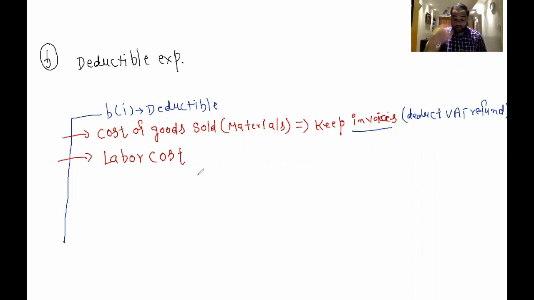But remember one thing regarding labor cost. Any money that you are paying to your worker besides salary, if that money is not mentioned in the contract, will not be treated as a deductible labor cost. So deductible labor cost is any labor cost which is paid as per the employee contract, or as per the contract that you have signed with the employee.